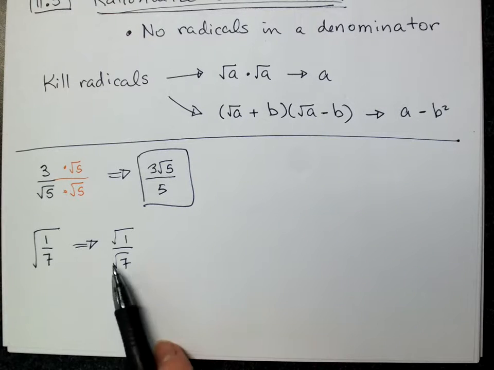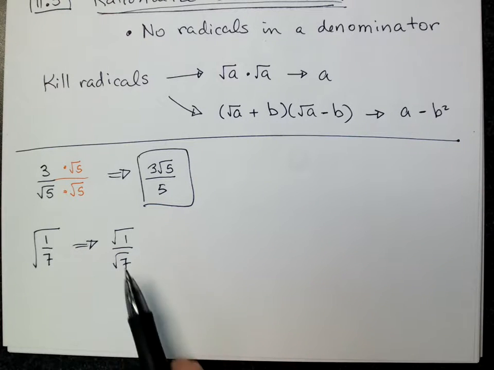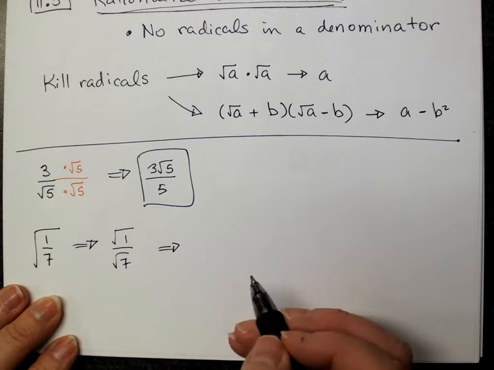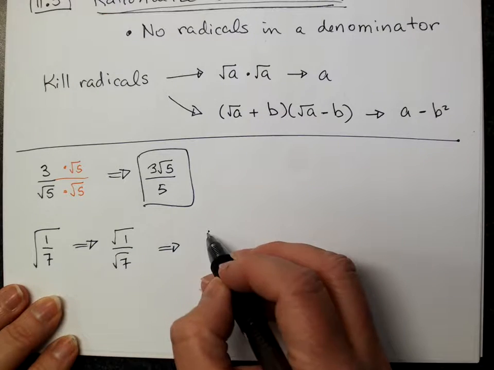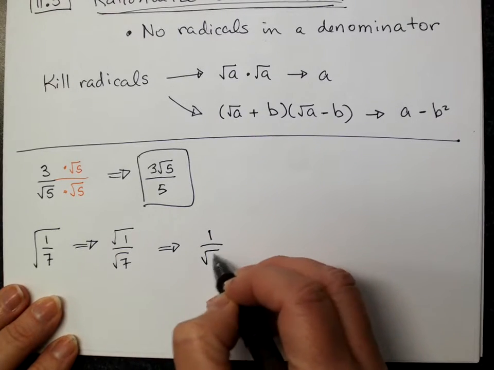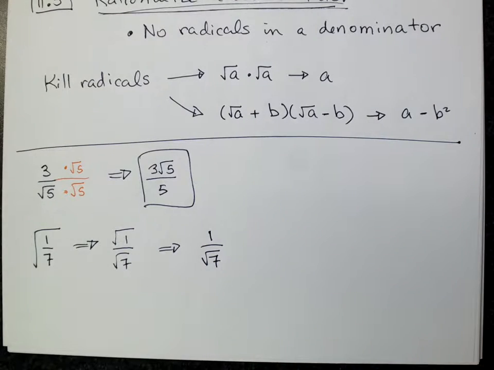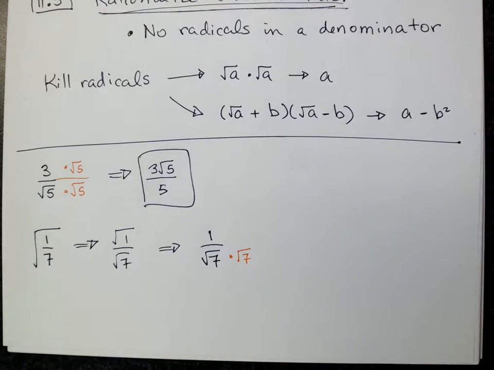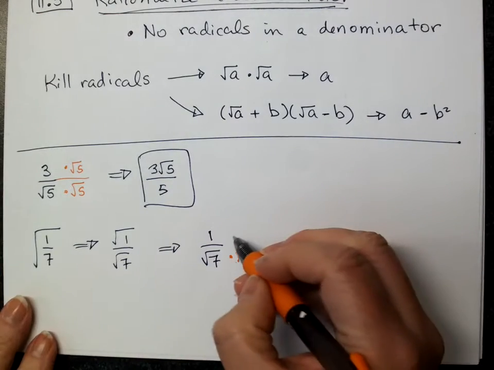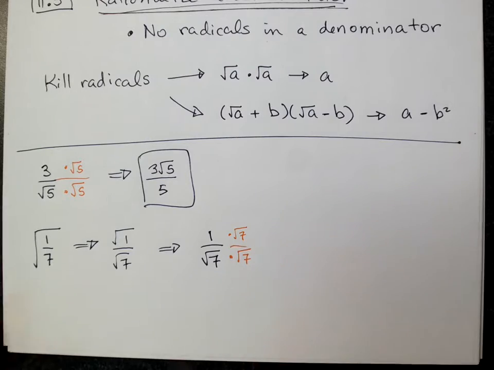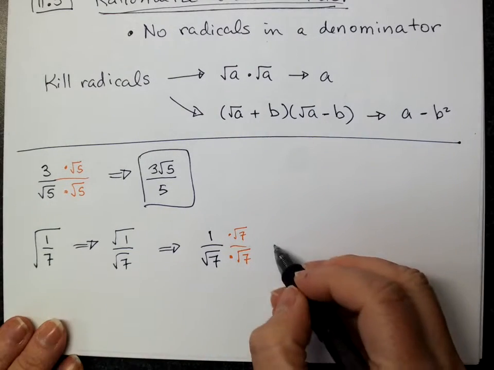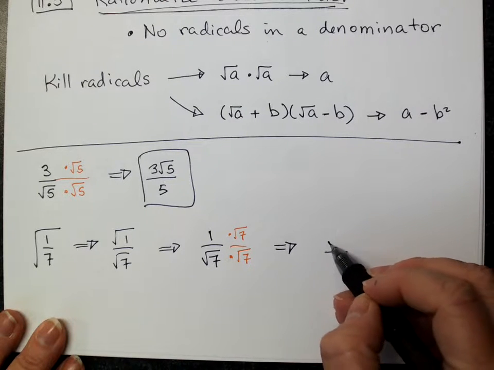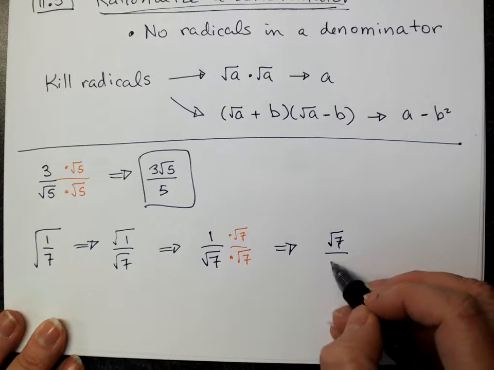Now I can touch that denominator, but before I do so, any cleanup work or simplifying I should take care of first. Can I do anything with the numerator? Yes. Square root of 1 is? It's just 1, over square root of 7. Okay. So now I can rationalize the denominator by multiplying it by itself. Be fair to the top. My new numerator is? Square root of 7 over 7. Over plain old 7.